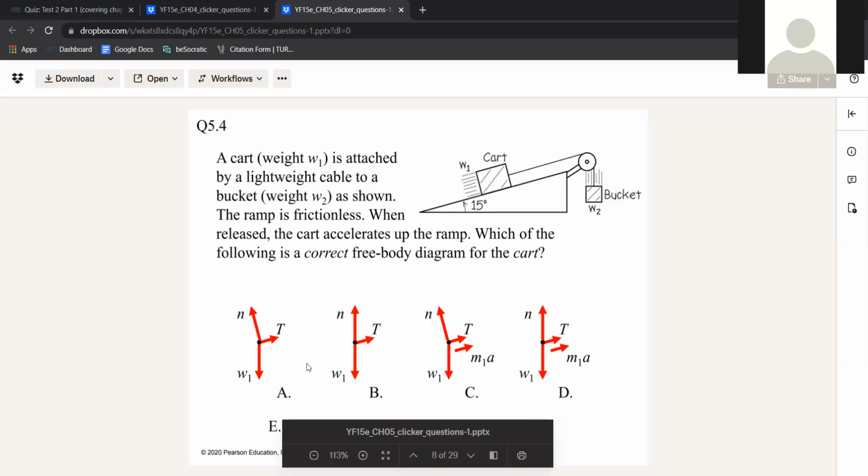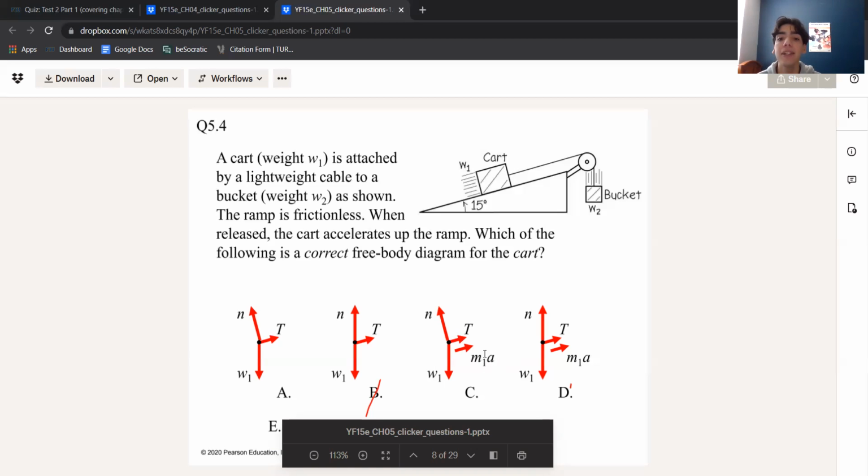Just looking at this, it's weight 1. Can't be straight. Hold on, I got a pen real quick. Either A or C, because N and T have to be perpendicular to each other. I mean perpendicular, I'm sorry, I keep saying that. Yeah, I got you. Can't be D. You said C or D? Yeah, I say C or D, because we have acceleration. I agree.